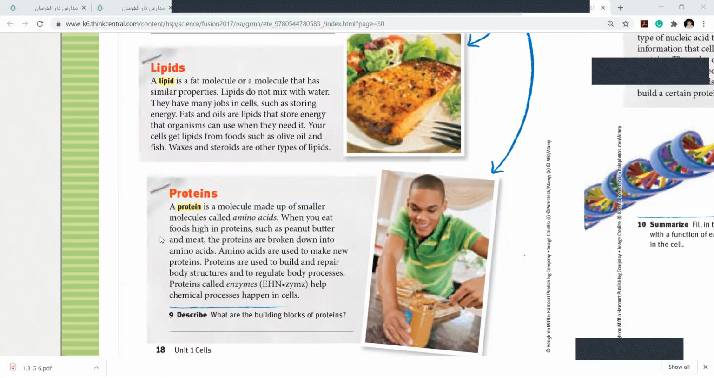Lipids store energy. Protein builds and repairs the cell and is responsible for basic life process. Build means to grow.